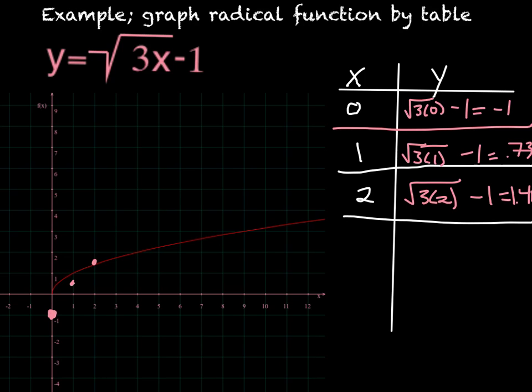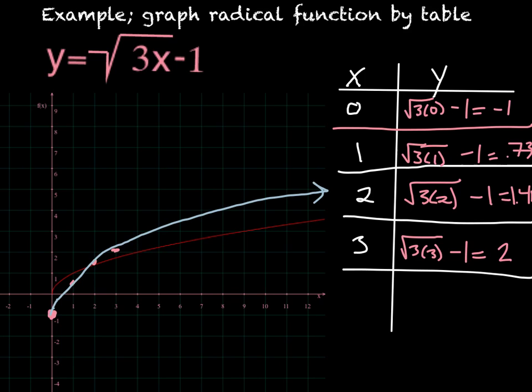Then if I choose 3, I'll get the square root of 3 times 3 minus 1. So when we solve that, we have the square root of 9, which is 3, minus 1, so we get 2. So at 3, I'm going up to 2. So then I probably have enough points to kind of graph what I'm doing. I know it's a curve, and it's going to go like that, roughly. So something like that. As long as you kind of get the idea, then that's how your graph's going to go. Just pick some points, plot the points, and there you go.